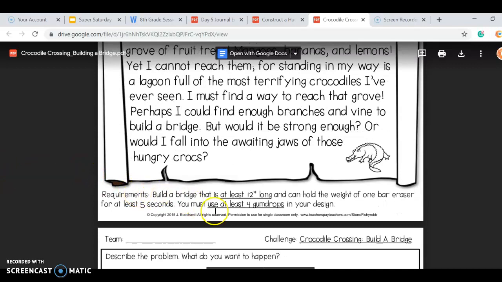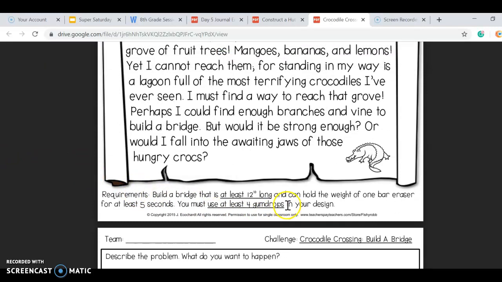And again, it has the requirements: build a bridge that is at least 12 inches long and can hold the weight of one bar eraser for at least 5 seconds. You must use at least 4 gumdrops in your design. So the bridge can be connected from one desk to another at least 12 inches apart.